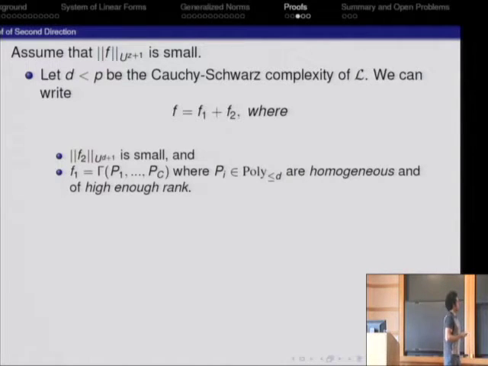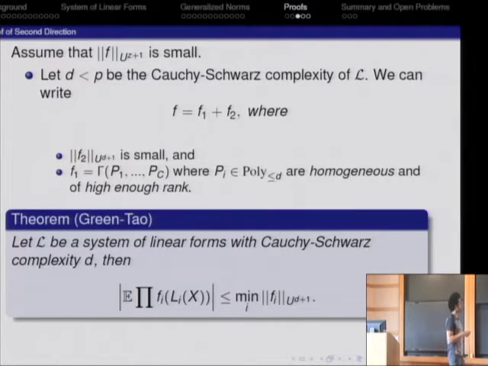So the first thing that we will do is write the decomposition that was the result by Hamed and Shachar. It gives you a decomposition of F into F1 and F2. Another important thing is that we will use the Cauchy-Schwarz complexity of L for the decomposition theorem. So the d plus first Gowers norm of F2 is small, and F1 can be written as a function of a few polynomials which are homogeneous and have high enough rank.